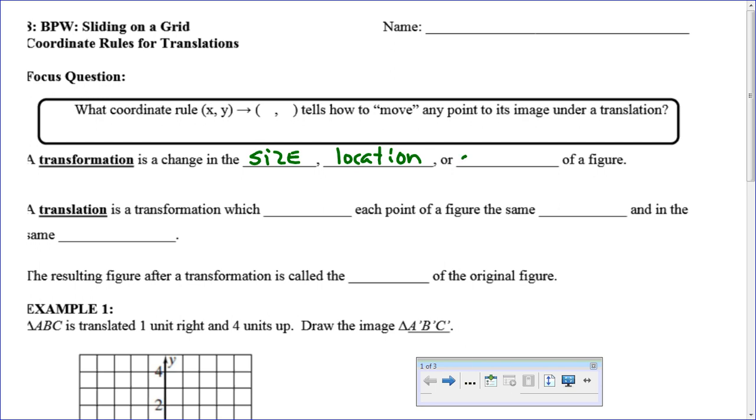Or orientation. Orientation of a figure could be like turning it, moving it, not just moving it in the same shape, but turning it or reflecting it.